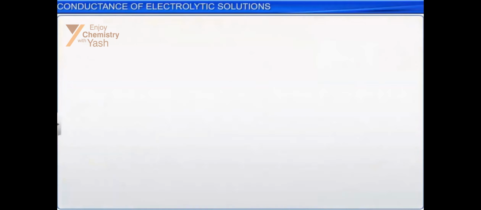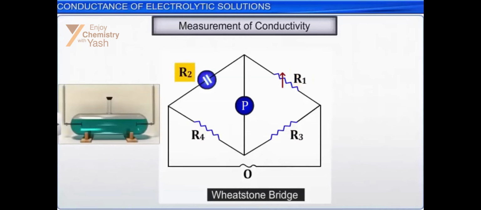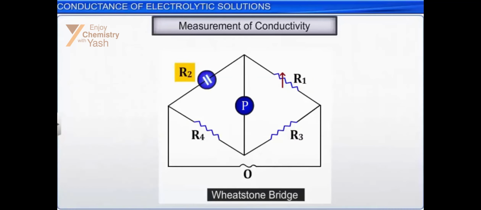To measure the conductivity, we can use a Wheatstone bridge. This device contains two resistances, labeled R3 and R4, and a variable resistance R1. The conductivity cell is the unknown resistance R2. The Wheatstone bridge is connected to an AC power supply and a suitable detector. When the bridge is balanced, no current flows through the detector. At these conditions, R2 is equal to R1 into R4 divided by R3.